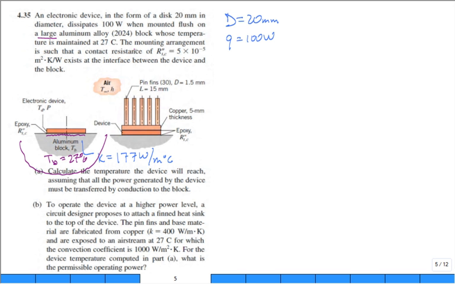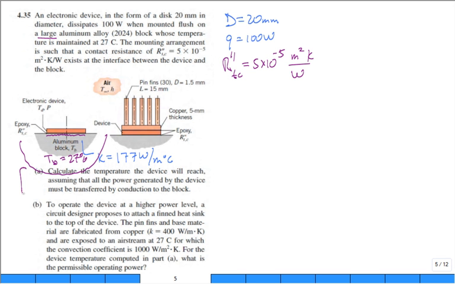Now, the mounting arrangement is such that there's a contact resistance, R double prime TC. I shared with you that notation always gives me fits. I've got to go slow right here because I often make an error with this. And it's 5 times 10 to the minus 5 meters squared, funny units, K per watt. And that's between the device and the block.